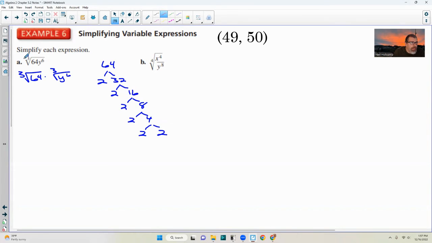I have an index of 3. So I need 3 2's, and I need 3 2's. So this is 2, and this is 2. And 2 times 2 is 4. So the cube root of 64 is 4.